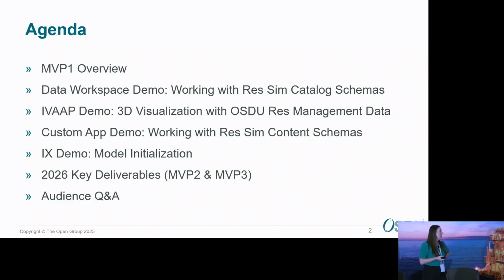Next up is a demo for the data workspace. This is really to show the catalog and our lineage. The next one is IVAP, where we'll do a visualization of the content over multiple DDMS, so it's not just the rocks and fluids. Next up is the custom app, created by Zach, and we will show how we can look at our content schema. And then we have a commercial demo that Faroukh is going to do for us that shows how we can use that schema with a commercial product.